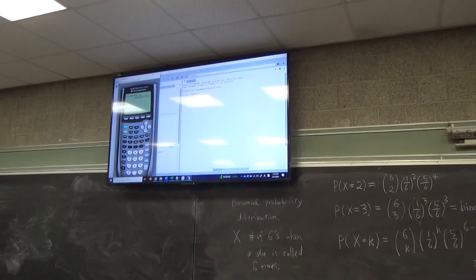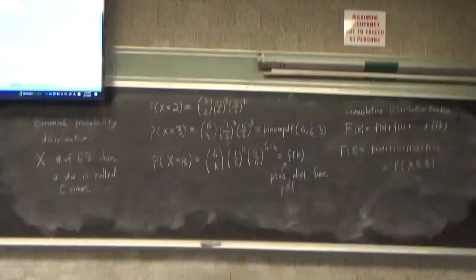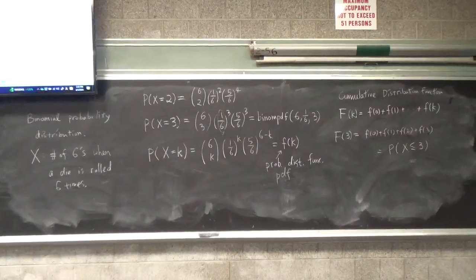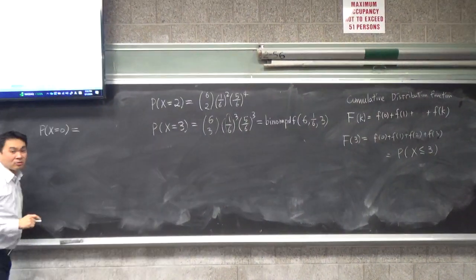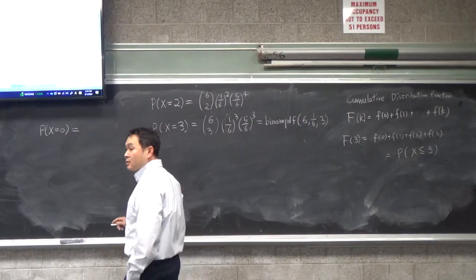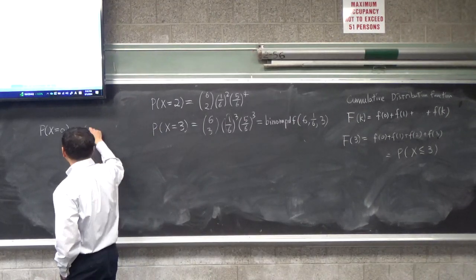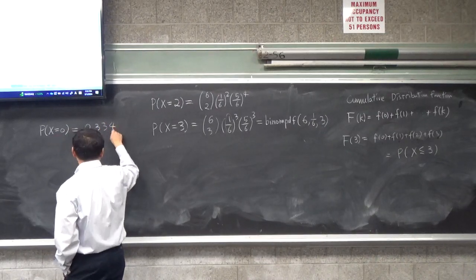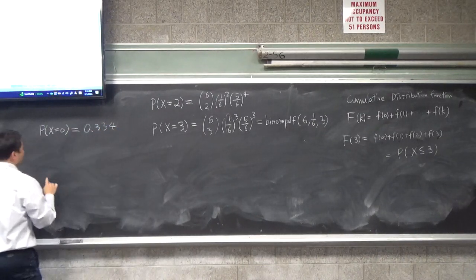Now, there's something I want to show you. I could graph this, but rather than graphing it, let's put the picture on the board. Can somebody give me the value of P of x equals 0? What is it? 0.334, okay. All right, so let's just do 3 digits.